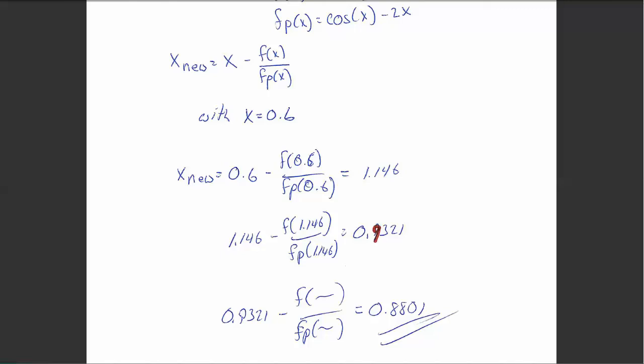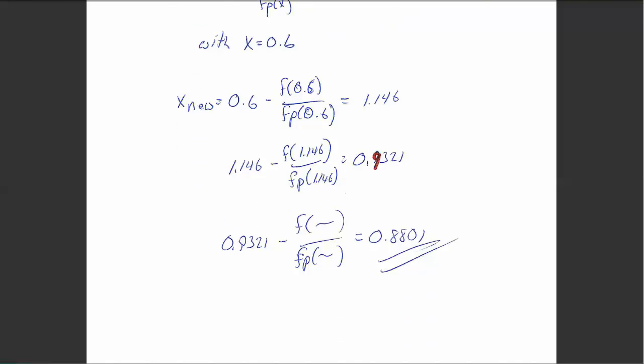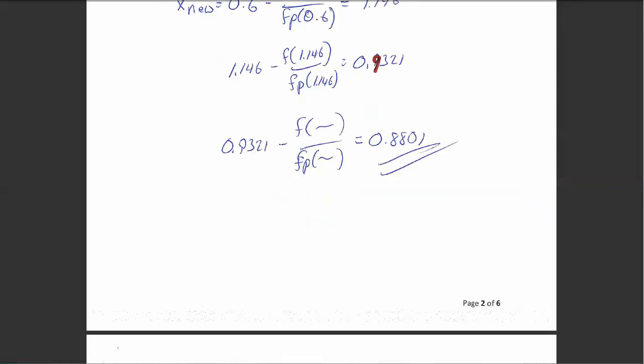Then taking the 1.146, we plug that into the function and the derivative, and we get 0.9321. That's our second iteration. And finally, our third iteration comes when we plug the 0.9321 in, getting a value of 0.8801 to approximately 4 decimal places. Probably the 0 is good and the 1 is not. That would be the third iteration. We could continue a few more iterations and probably stabilize out to a neighborhood of 0.87 something. But I didn't ask you to find the answer. I asked you to approximate it with 3 steps of Newton's method.